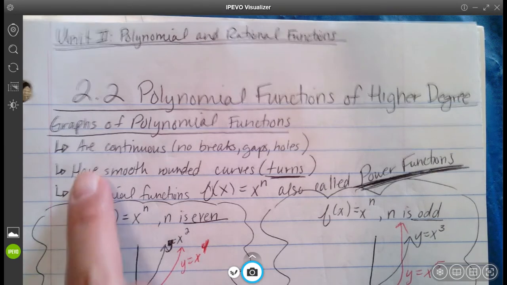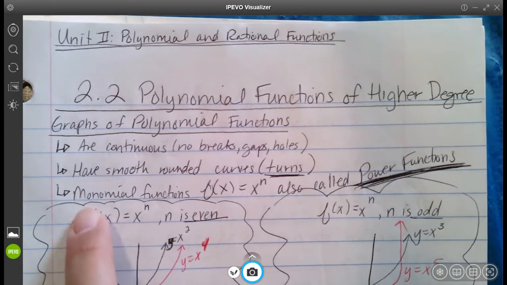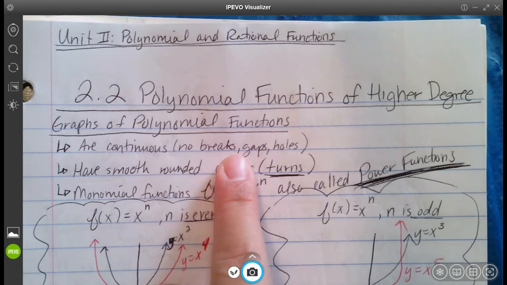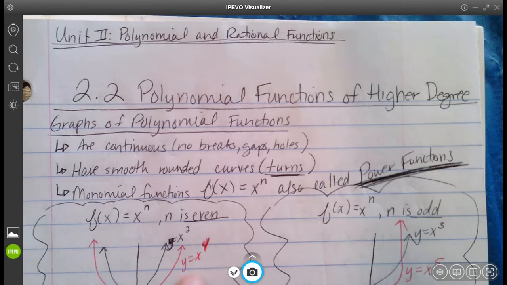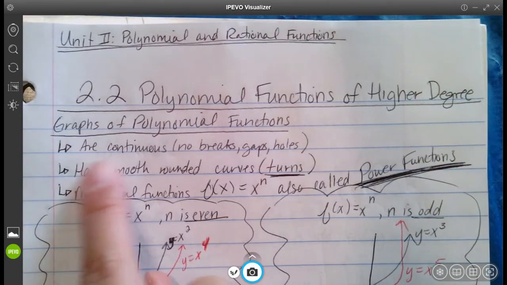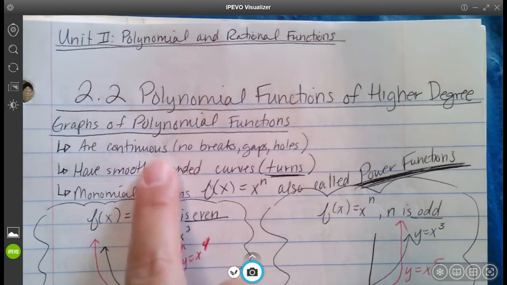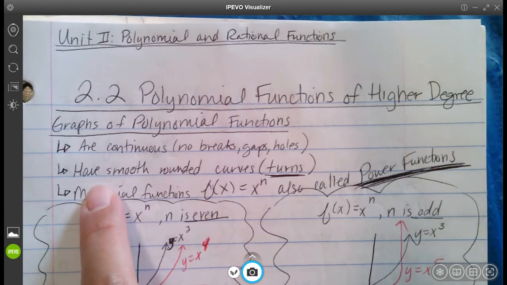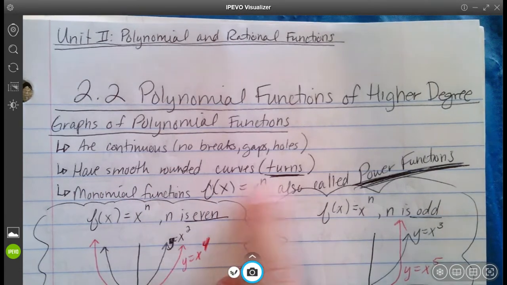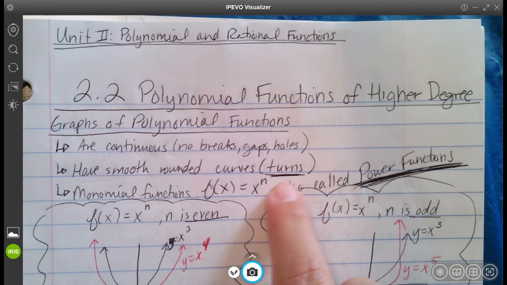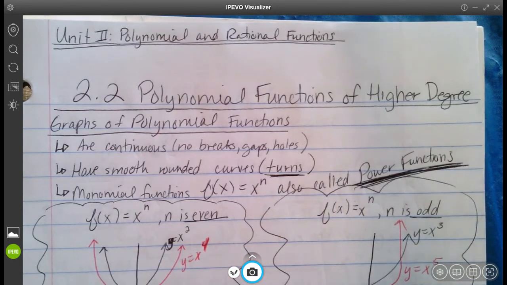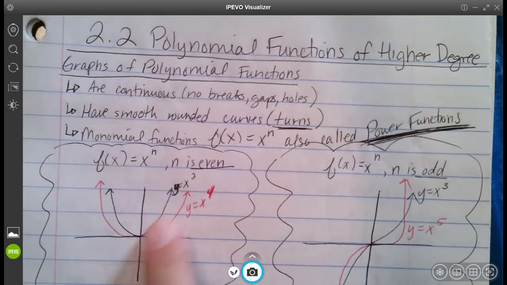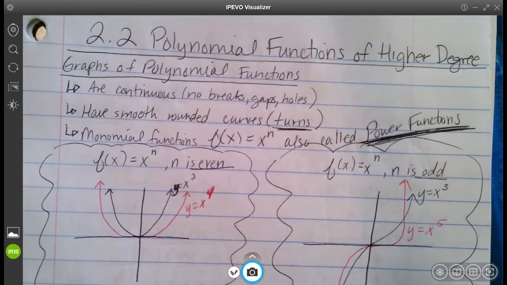First thing you have is that the graphs of polynomial functions are continuous with no breaks, gaps, or holes. Kind of like the ones we have right here on the bottom. It's important to note that piecewise functions are not going to fall into this category. They also have smooth, rounded turns or curves. You're going to see the word turns in a later part of this video. So it's kind of like wherever it's concave up or down, okay?